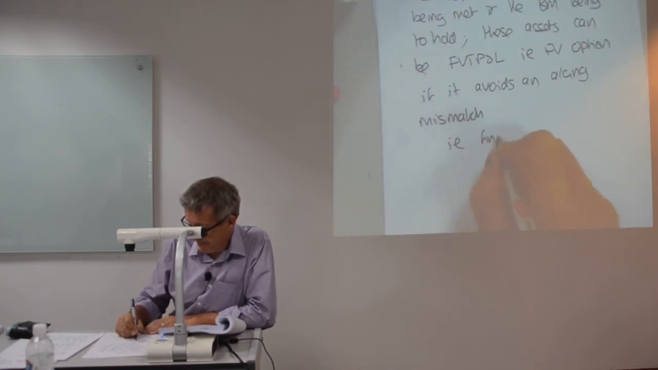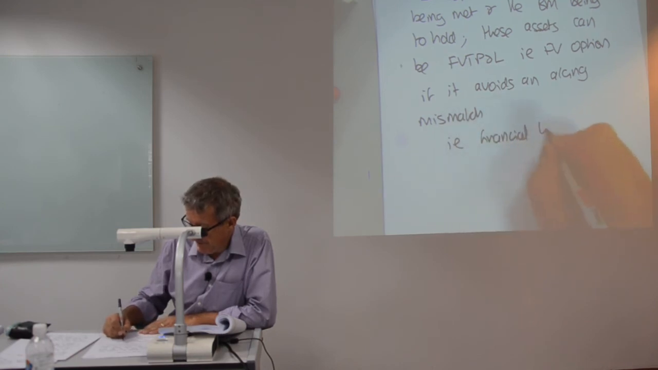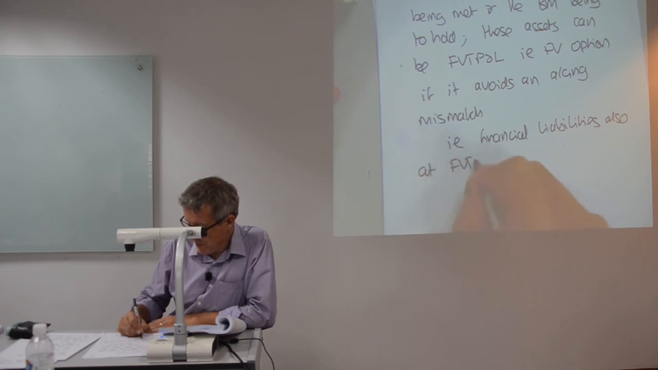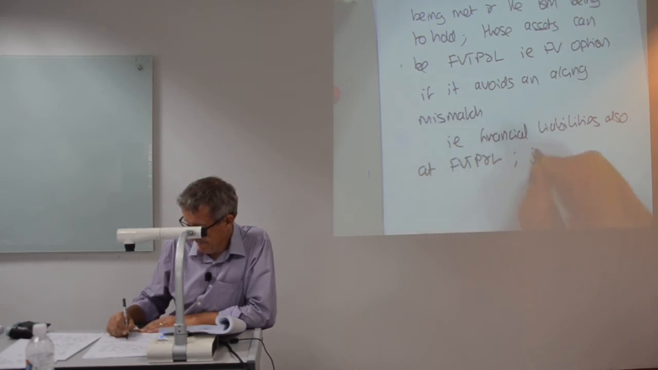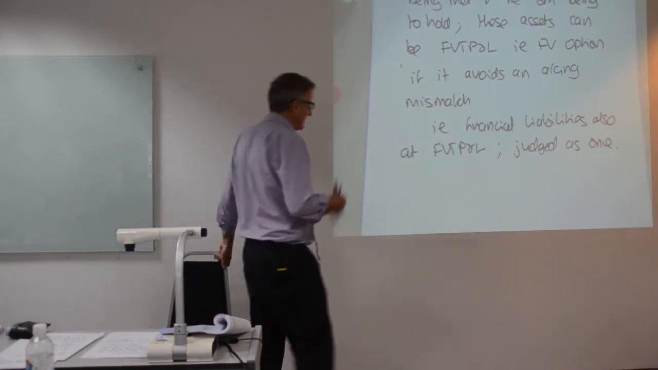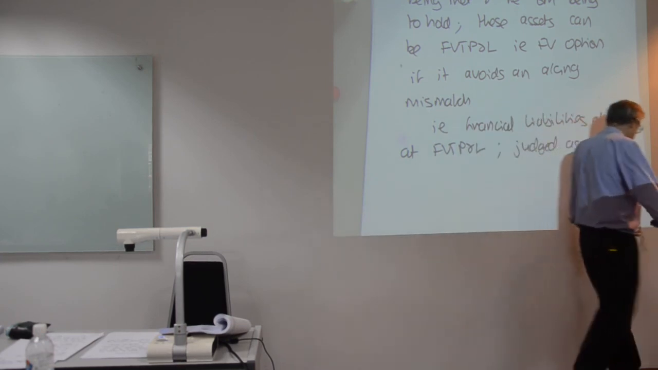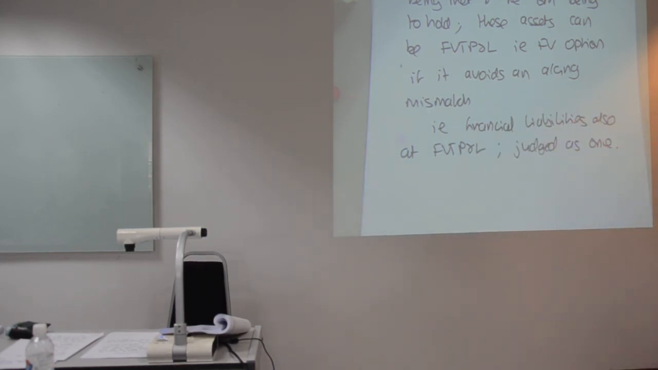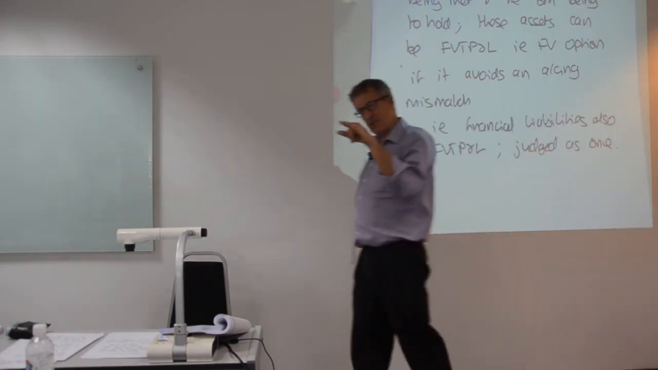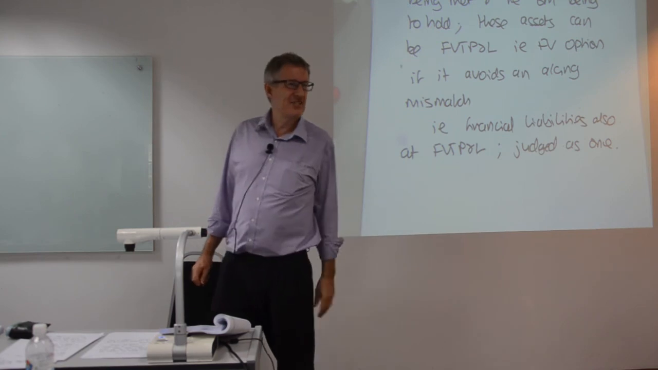i.e. there are financial liabilities also at fair value through profit and loss, and they are judged as one. They're managed as one. So you've got a reliable measure. You have to have a reliable measure, otherwise you can't have it at fair value. But to avoid an accounting mismatch, we use a fair value option. You have to have both assets and liabilities that you're pairing together. It's a form of hedging, a simple form of hedging.